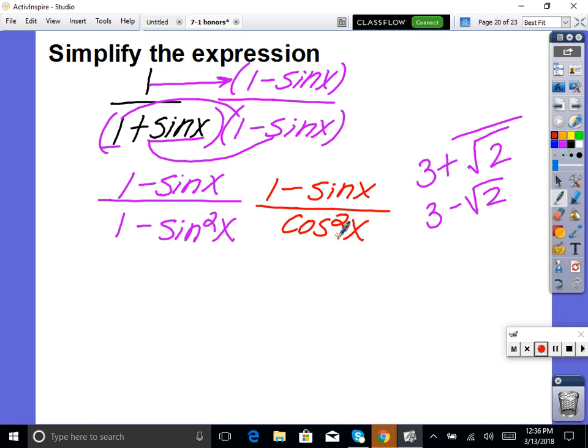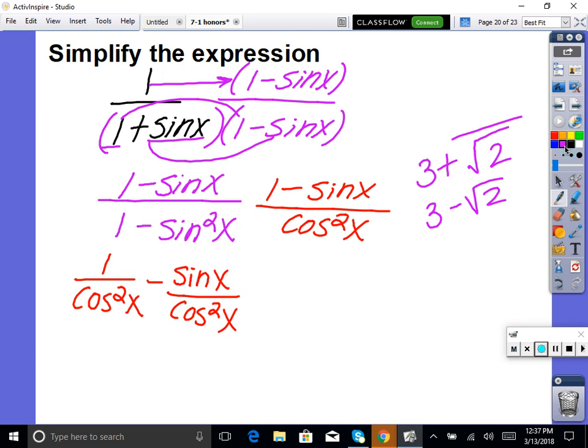Now here's the thing. What's hard is, where do we go from here? There's so many ways to go about it. You said split up the numerator? I like that idea. I don't see anything better happening here. So let's split up our numerator. So we have 1 over cosine squared x minus sine of x over cosine squared x. Well, now at least in that first piece, we can make it secant squared.